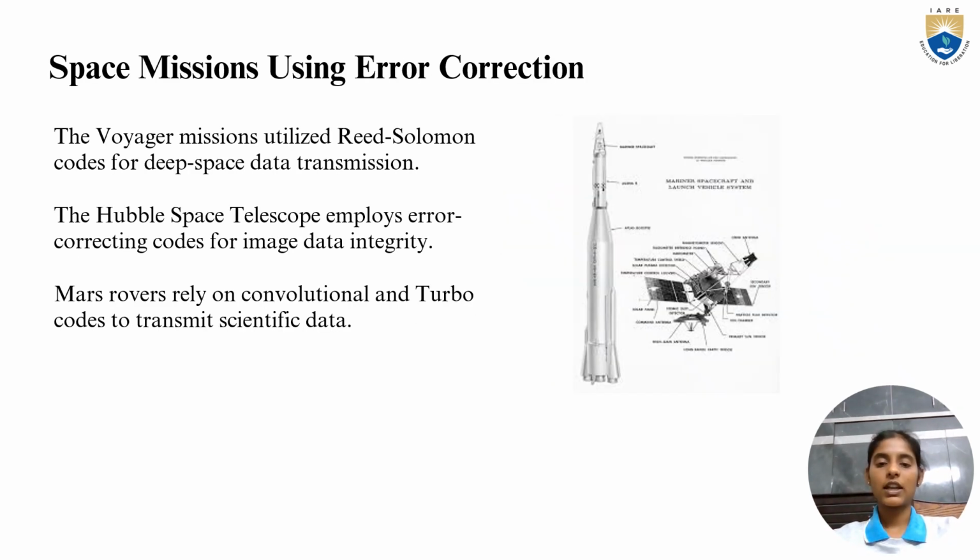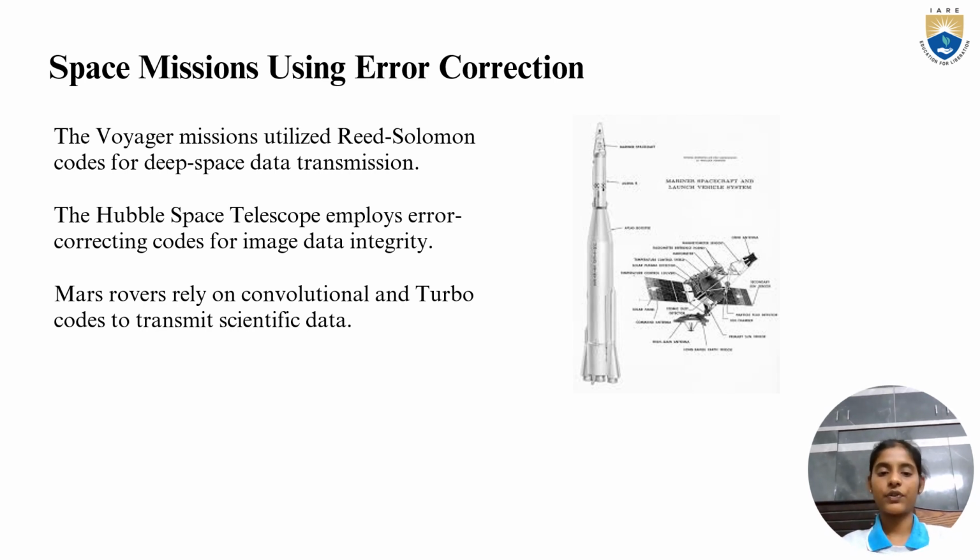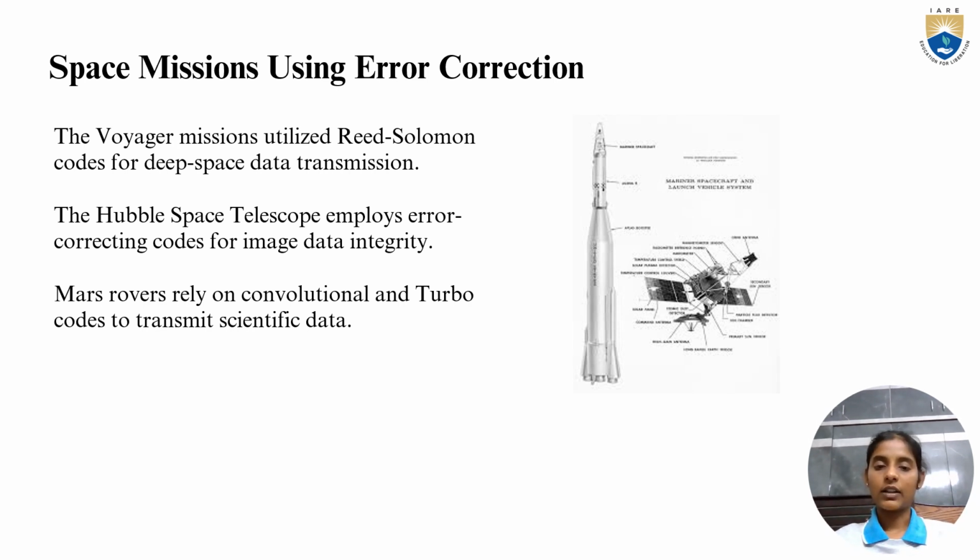Space missions using error correction. The Voyager mission utilized Reed-Solomon codes for deep space data transmission. The Hubble Space Telescope employs error-correcting codes for image data integrity. Mars rovers rely on convolutional and turbo codes to transmit scientific data.